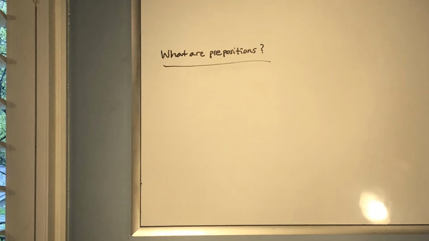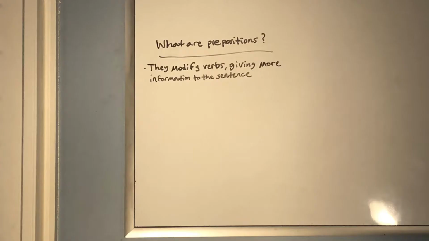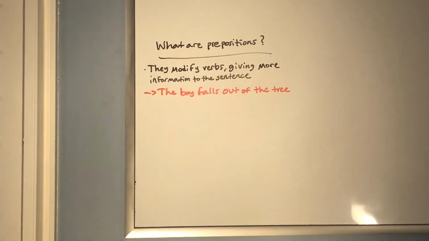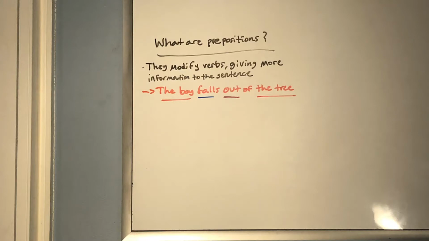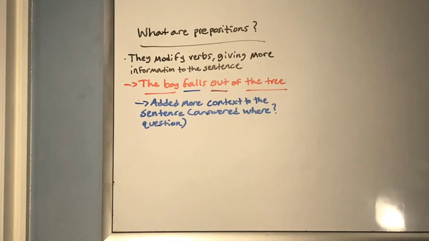Let's talk a little bit more about what they are. Prepositions and prepositional phrases help to modify verbs, giving a little bit more information to the sentence. Let's take another sentence. The boy falls out of the tree. Let's mark it up again, showing the nouns, preposition, and verb of the sentence. Here, out of the tree, that's the prepositional phrase. We've added more context to the sentence. We've answered the where question. We could just have the sentence, the boy falls, and that stops, but the addition of the prepositional phrase adds a little bit more information.